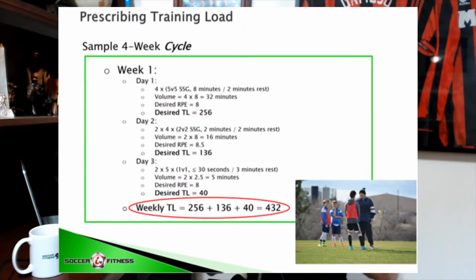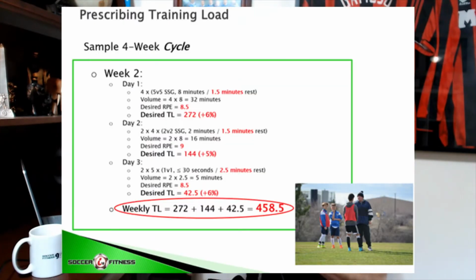So let's now take a closer, much more in-depth look at a weekly training cycle for a typical North American soccer team that trains 3 days per week. As you can see, in week 1, all of the training load calculations, which we learned how to do last week, have been done on the 3 training days to lead up to a total weekly training load for week 1 of 432.